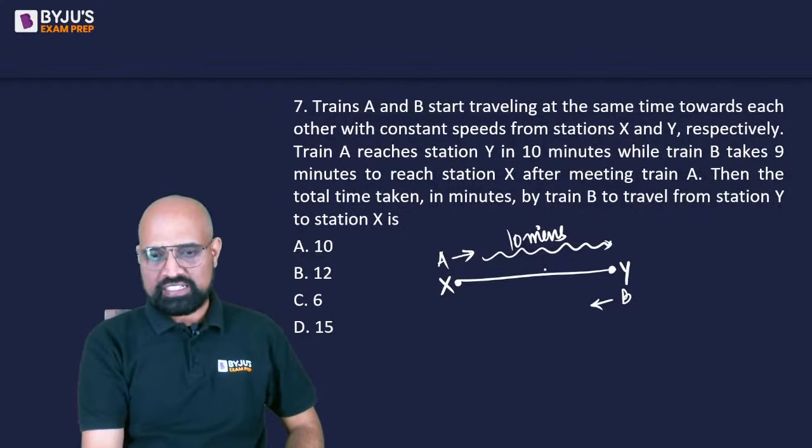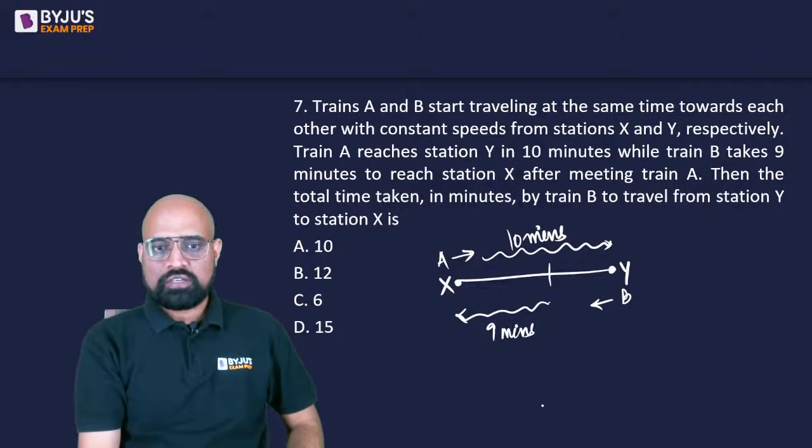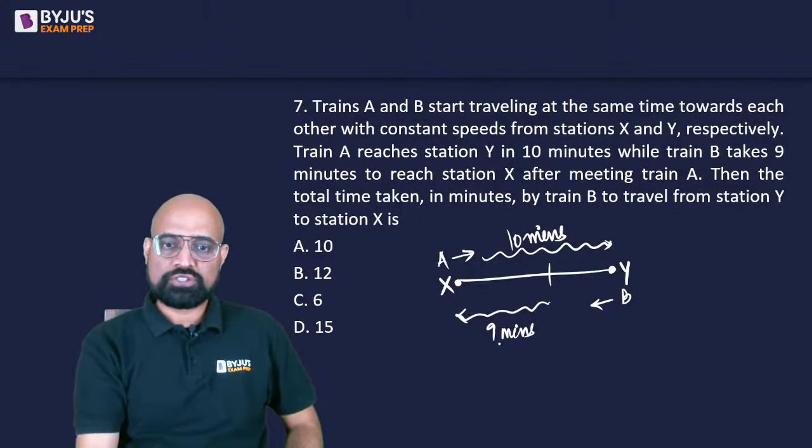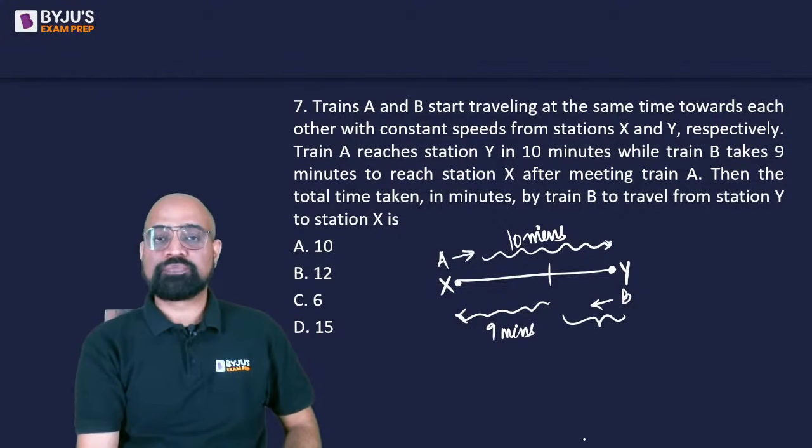So suppose they meet someplace. I don't know where they're going to meet, I don't know their speeds, but let's assume they meet here. After this, B takes 9 minutes. Then we need the total time taken in minutes by train B to travel from station Y to station X. So we need the full time.